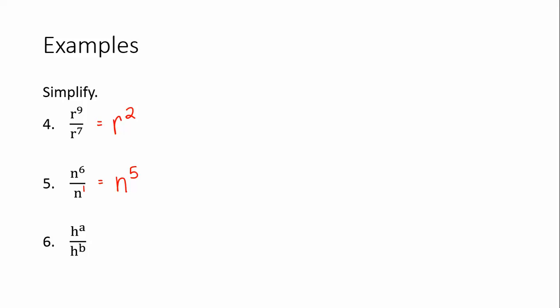On number 6, looks a little funky, but we have h to the a over h to the b. We have like bases in the h's, so we need to subtract the exponents. But because they're variables, we can't actually get a number here, but it's h to the a minus b.